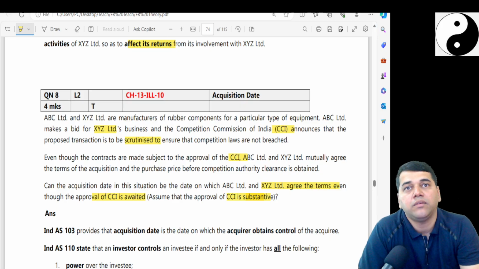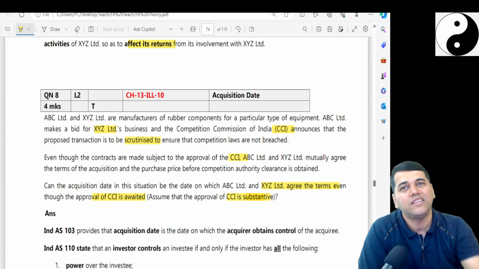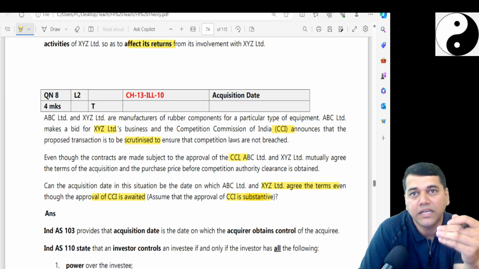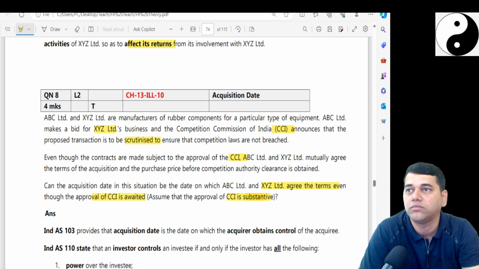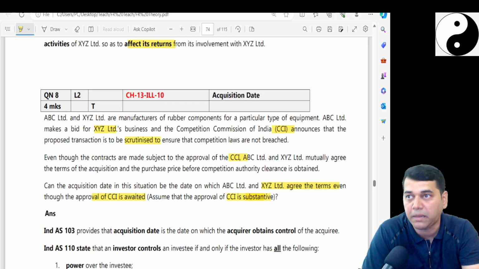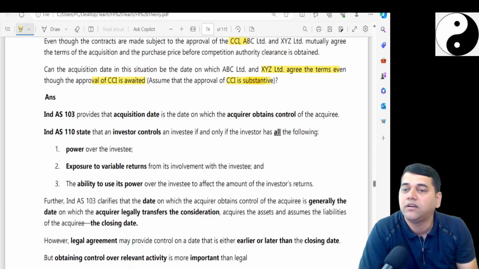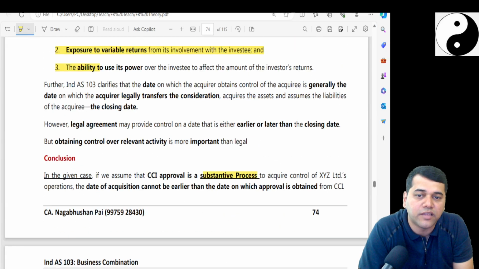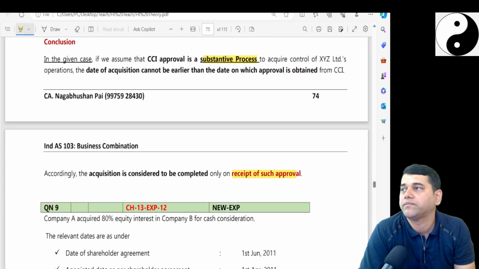Sometimes you have to apply for a name change for a bank. It is one formality. If this approval of CCI is only a formality, then the acquisition date will be when you have negotiated and got control. But if it is very substantive, that means they can stop this acquisition from happening. Then the day they give me approval becomes the date. Then I have to write the theory here. Closing date, so since it is substantive, it is the receipt of such approval.